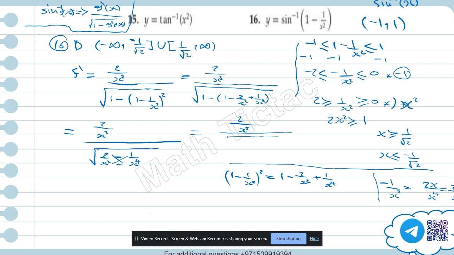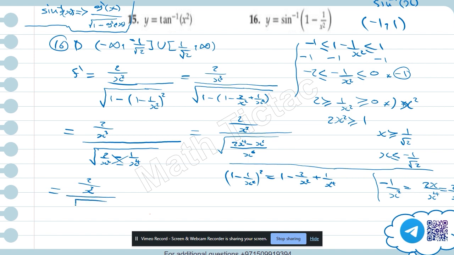This with this eliminated. Now this is equal to 2 over, we can take x squared as a greatest common factor from the denominator, so x squared times 2x squared minus 1. Now this is equal to the square root of x squared, this is x, so 2 over x square root of 2x squared minus 1.